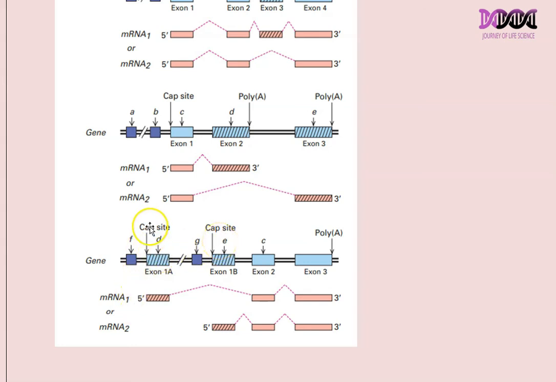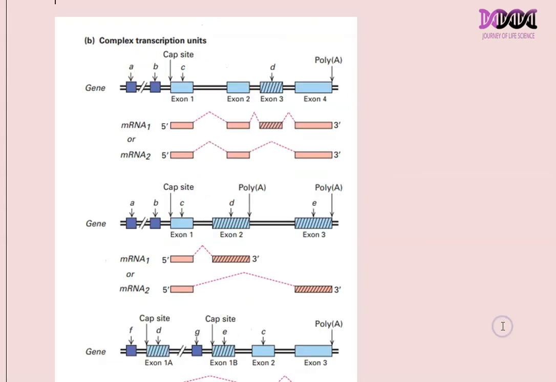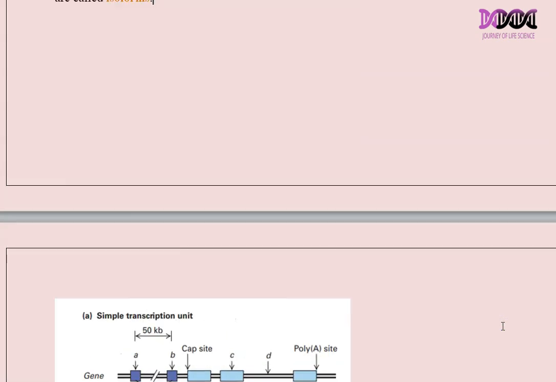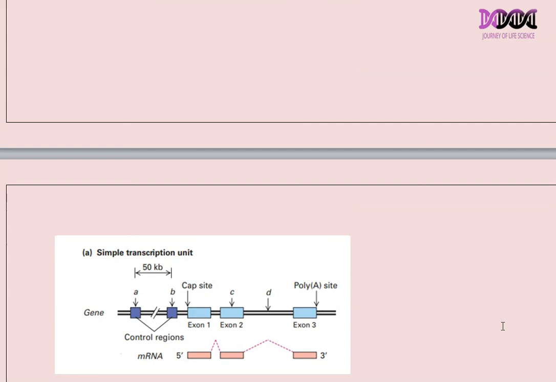And if you see gene 3, it contains two cap sites. So the alternative splicing may initiate from here or from here. If it is initiated from here, then it will leave out exon 1b, and through alternative splicing it obtains exons 2 and 3. But if the splicing starts from exon 1b, then exon 1b, exon 2 and exon 3 are obtained in the mature mRNA.